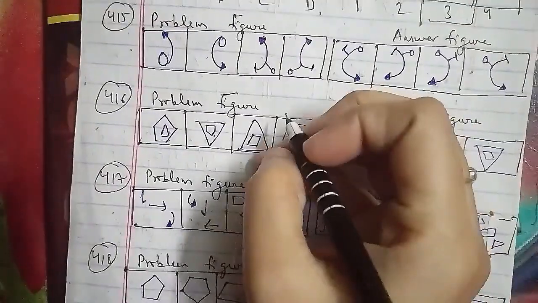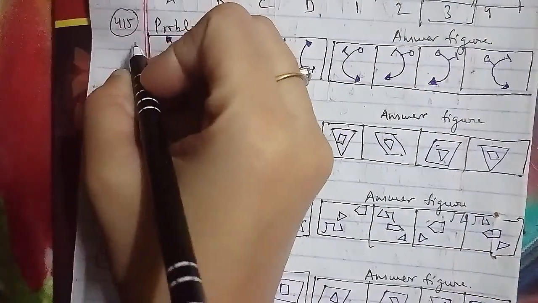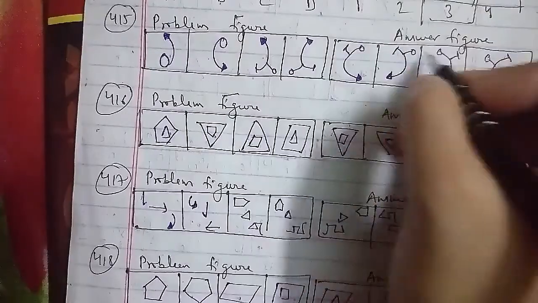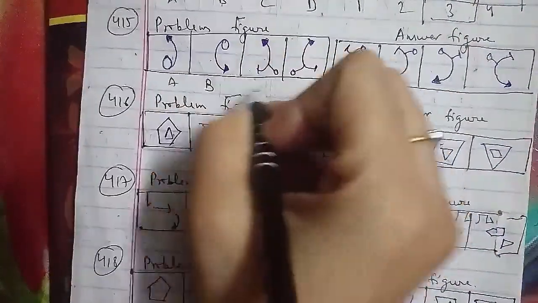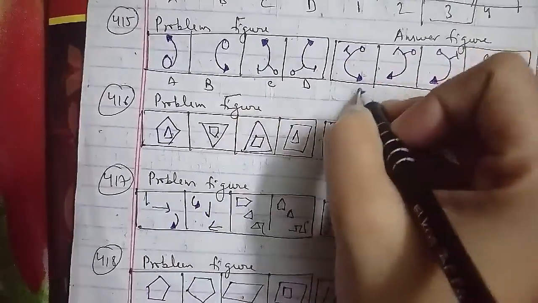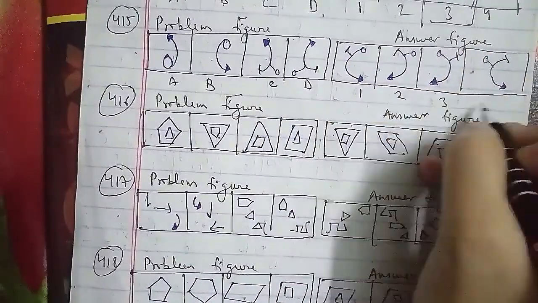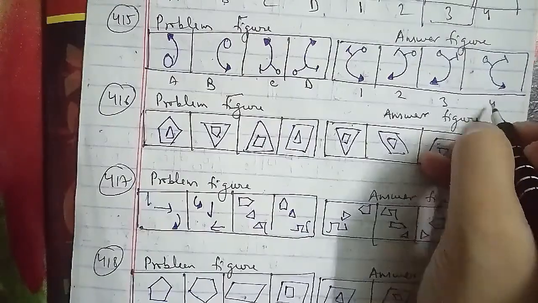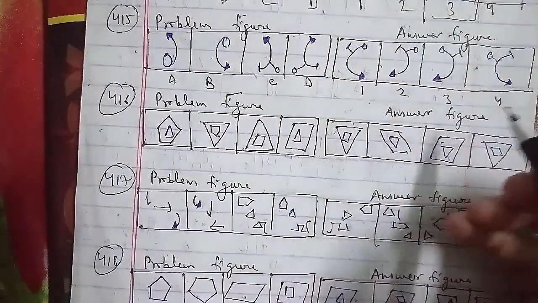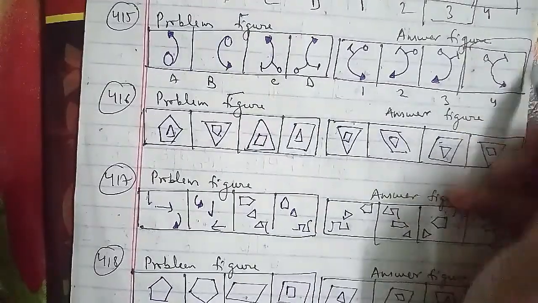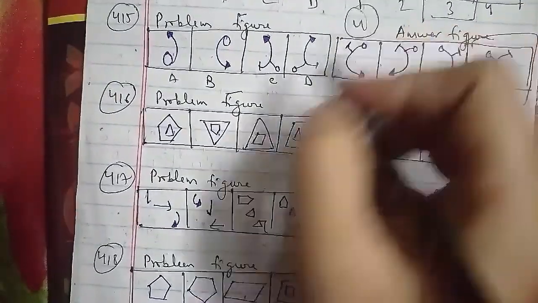The other question that we have is your 415th question of the session. These were the problem figures and these were the answer figures as well, named A, B, C and D. These are 1, 2, 3 and 4 respectively here. Here A rotates 180 degrees to form B, so we can say that the figure we have as an answer is your fourth figure, which will be the right answer for this question as well.